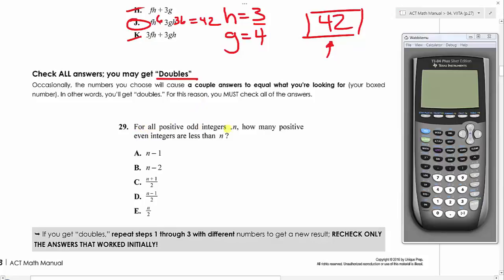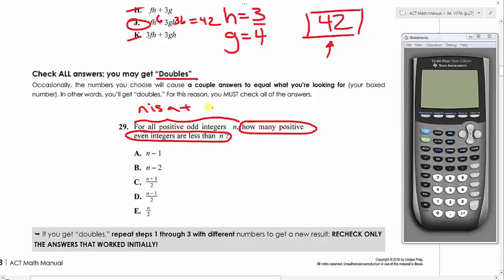For all positive odd integers n, how many positive even integers are less than n? So we're going to circle this whole thing. How many positive even integers are less than n? That's what the question is asking. This first phrase, some people get a little bit intimidated by the wording or the order of the wording here. For all positive odd integers, n is really just saying that n is a positive odd integer. That's all that phrase is saying. It's saying that n has to be a positive odd integer.